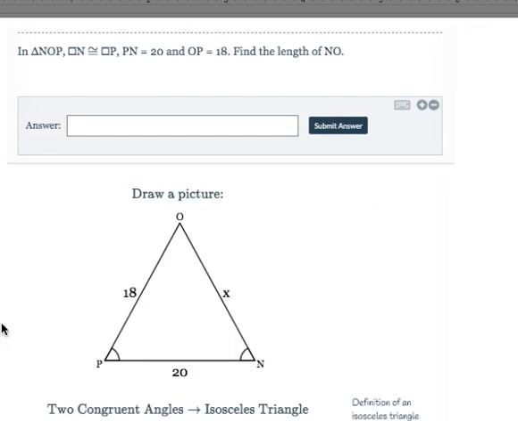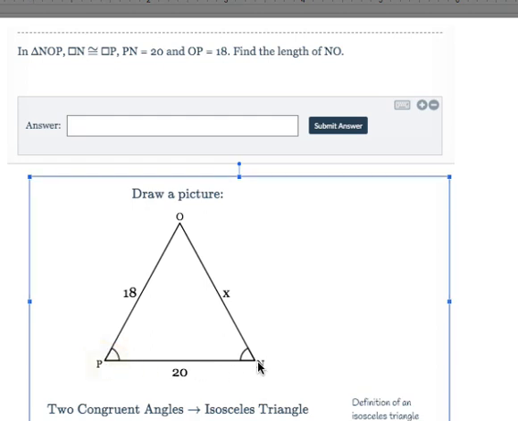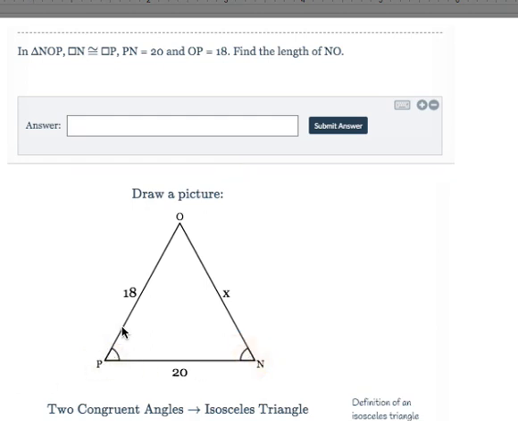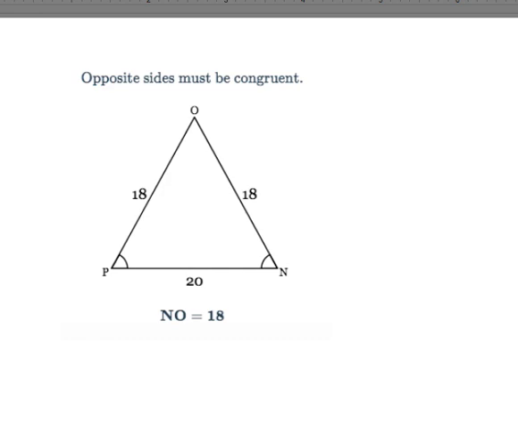So in this one, they give us a triangle. They don't give this to us, by the way. This is what you have to draw. But they say in triangle NOP, angle N is congruent to angle P, and PN is 20, OP is 18, and they want you to find X. Now, I know that angle P is congruent to angle N, so that means that these side lengths are congruent. Opposite sides must be congruent in an isosceles triangle. So that means that NO is going to be equal to 18.